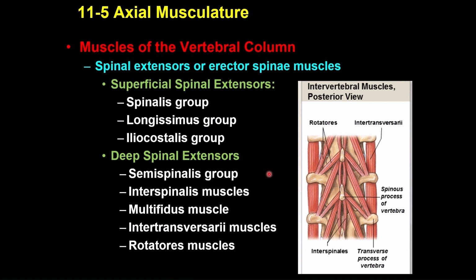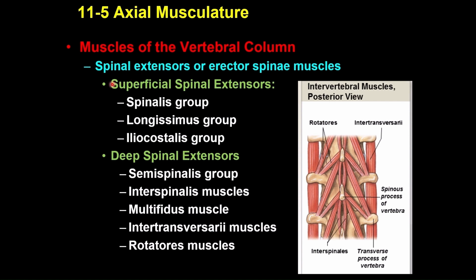These are the muscles of the vertebral column. There are some muscles attached to the posterior part of the vertebrae, and some attached to the anterior part of the vertebrae. The ones attached to the back of the vertebrae are called the spinal extensors or erector spinae muscles. This is important for posture and body position, as it causes extension of the spine.